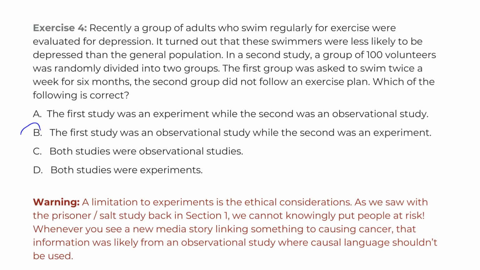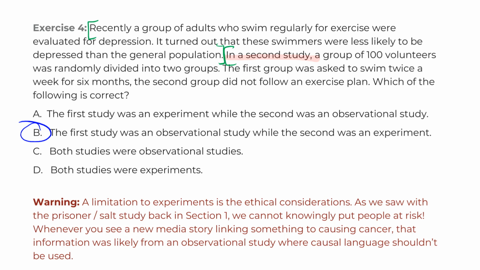All right, so you should have chosen B for this question. If you chose A, I'll tell you a common mistake. It looks like we have a group of adults who swim was evaluated for depression. It turned out they were less likely to be depressed than the general population in a second study. So they did not do a good job of telling us, but this is study number 1. And we didn't ask people to do anything. We just asked if they were swimmers, right? We went to apparently a pool and asked them to take some depression test. And in the second study, a group of 100 volunteers was randomly divided into 2 groups. There's our random assignment. The first group was asked to swim twice. The second group did not follow an exercise plan.